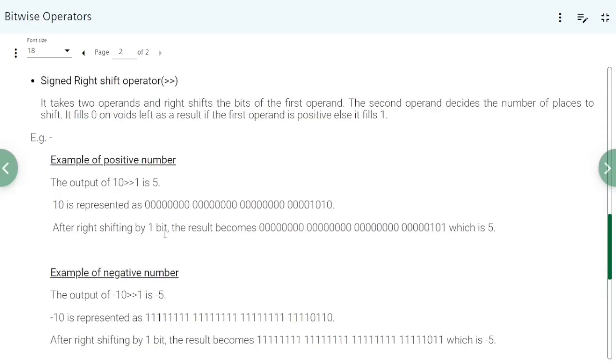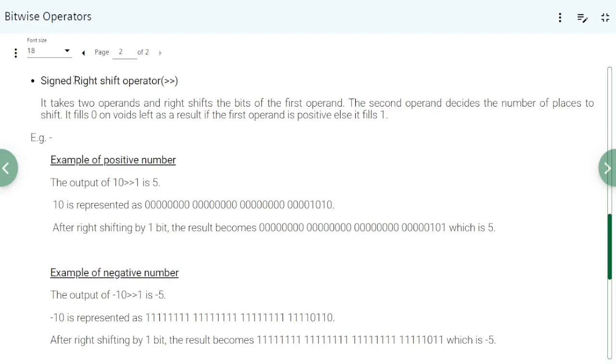So what does it mean? When we say signed, we care about the sign also. Can you see this most significant bit? This most significant bit will be used to represent the sign of that number. Okay, this is all about signed.